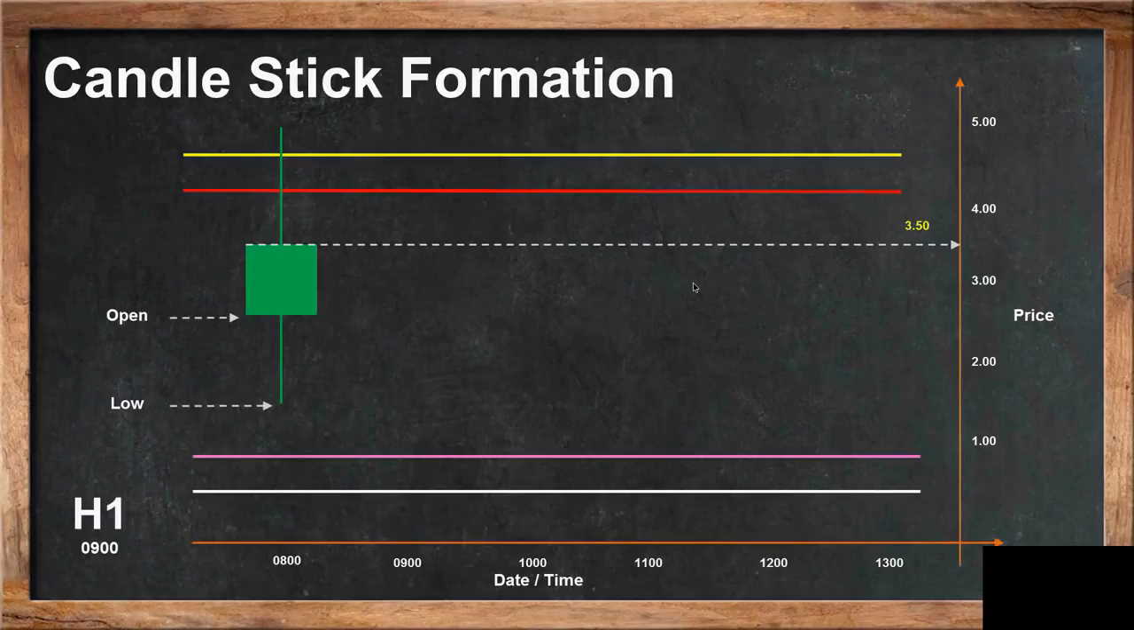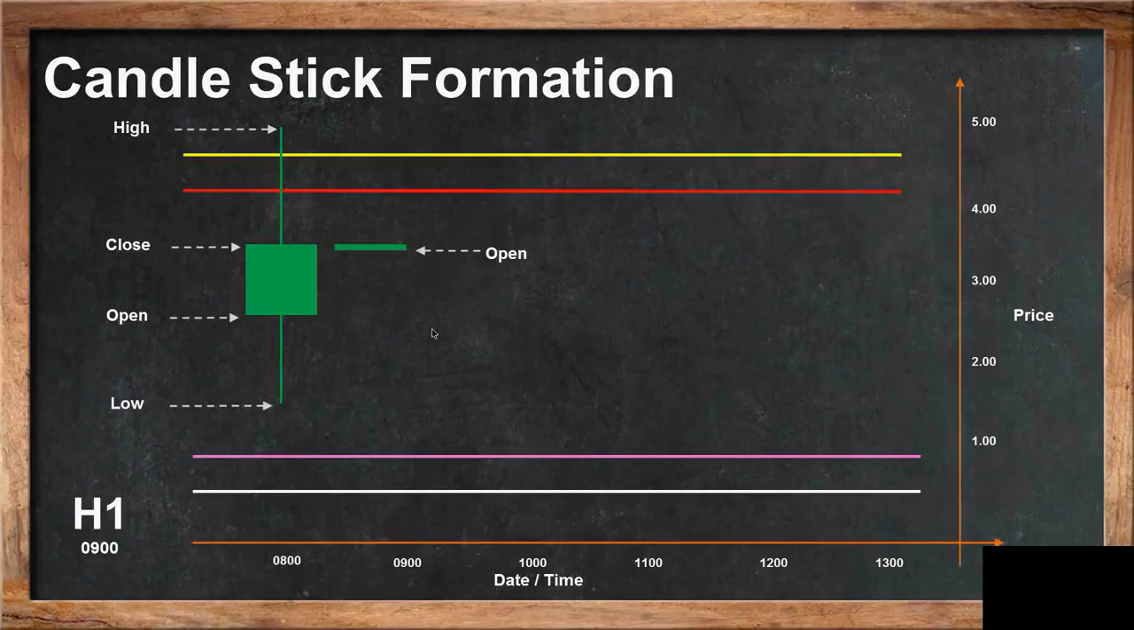So at 9 a.m. in this particular example, as soon as this candle closes, automatically there are two things that are going to happen. This candle is going to close and the other candle is going to open. So this is how the first candle is being formed.